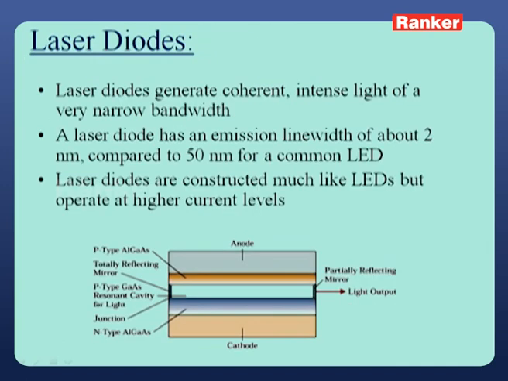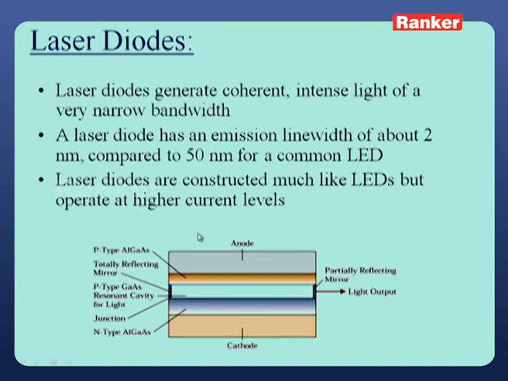Now another source is the laser diode. The laser diode is also useful for generation of light, but here the laser diode light is much sharper than our LED. It is much narrower than our LED. This laser diode generates a coherent, intense light of a very narrow bandwidth, and a laser diode has an emission line width of about 2 nanometers, compared to 50 nanometers of our common LED. Laser diodes are constructed with the same materials as our LEDs, but operate at high current levels. Just observe the construction of our laser diode.